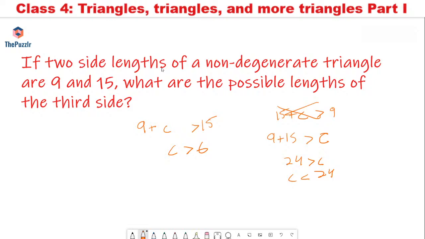What does that mean? That means that we have a bound on c. c must be greater than 6, not greater than or equal to, because it's non-degenerate. c is greater than 6 and less than 24. If you know interval notation, you can write it as parentheses 6 comma 24, right? So starting and end, and the parentheses means that it's not included. Square brackets would be if it is included.